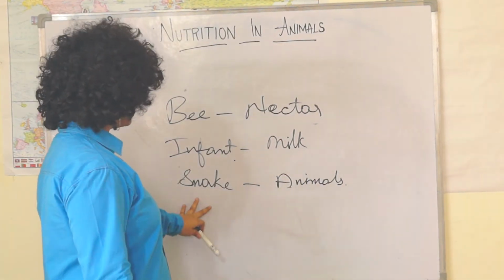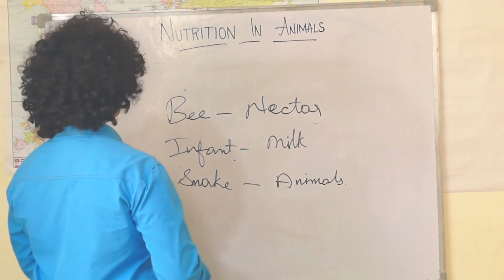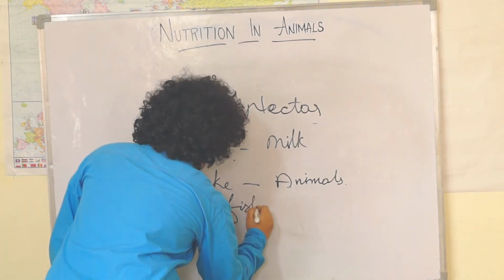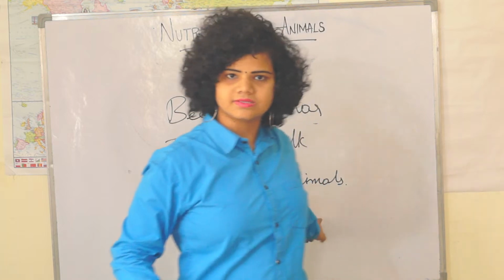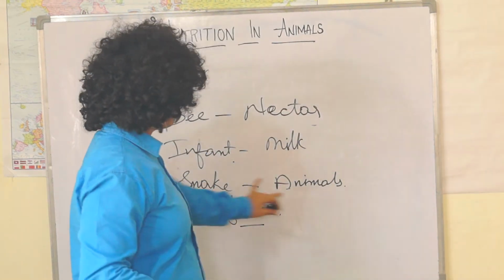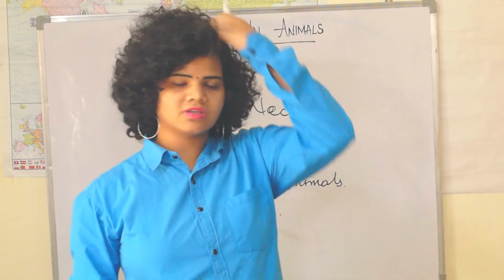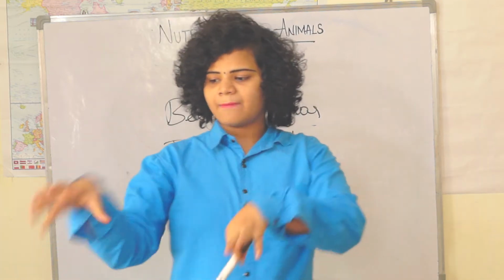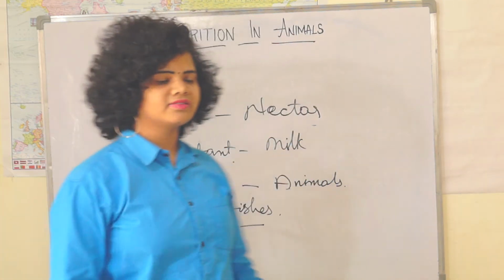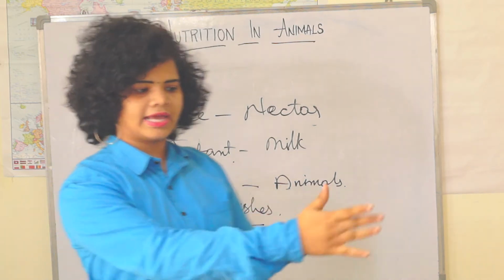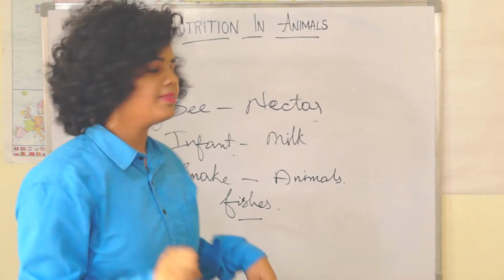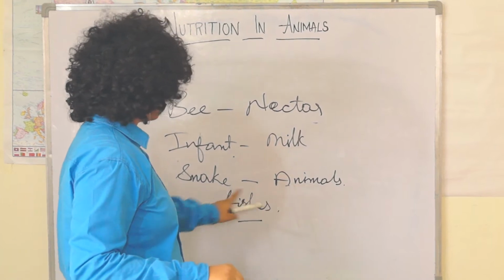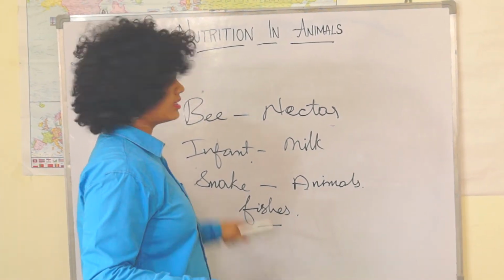And the next one, you have the snakes. Their prey are smaller animals. So they feed upon the small animals that are present around them, like frogs and lizards. They grab them and they eat them. So the snakes slither like this and they eat the frogs and the lizards. So the smaller animals are the nutrition for the snake.